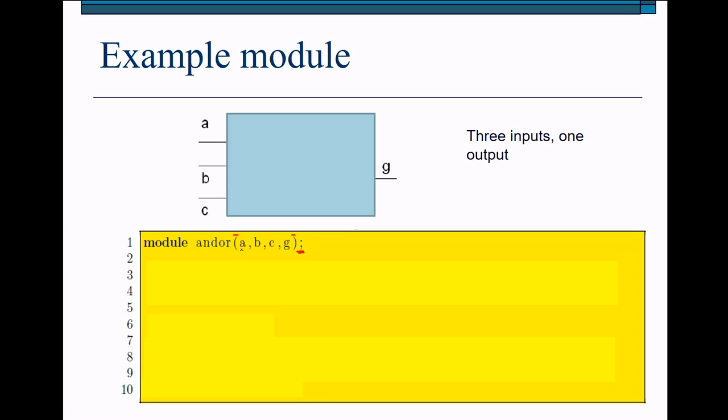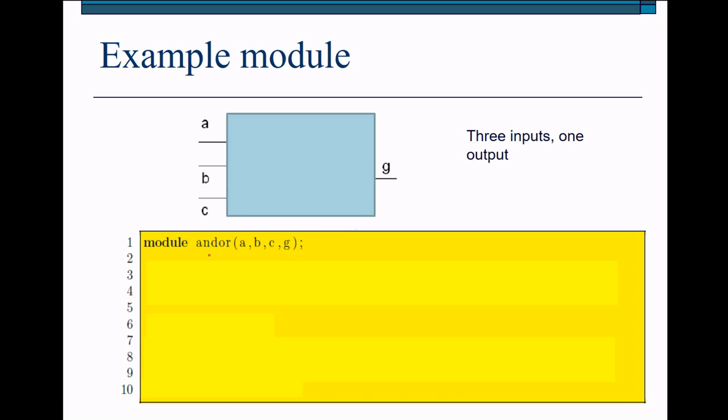The order of the port identifiers is not specified in the language, so if you want, you could have G first, followed by A, B, C. In practice, you stick to a convention, and for our example, we have the inputs first. So if you are developing a design with lots of modules, all modules will list the inputs first, and this avoids confusion when you or team members are reading code and using modules.